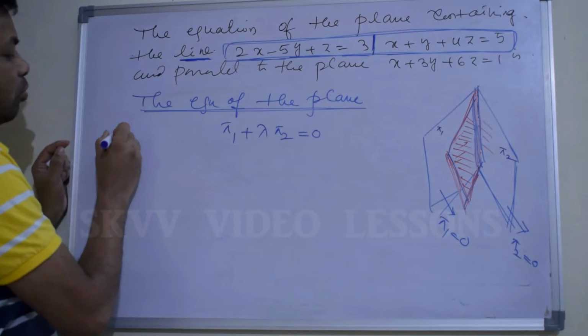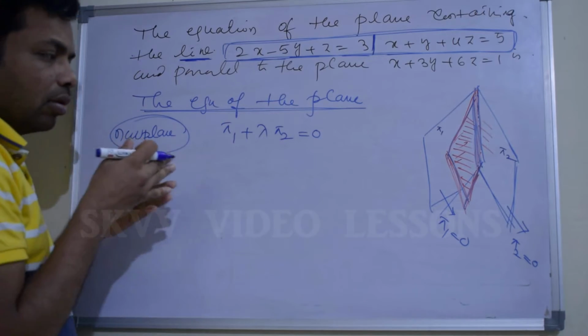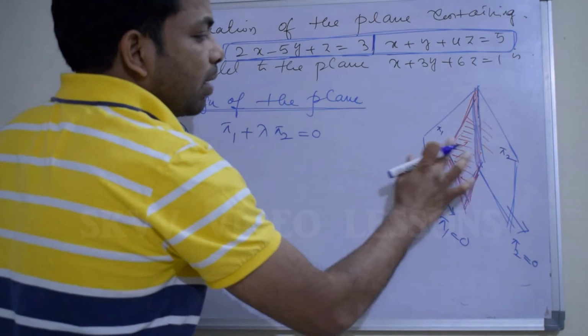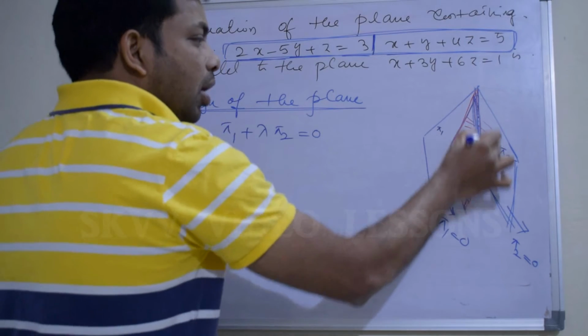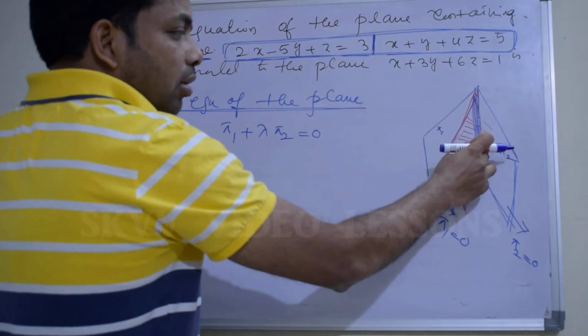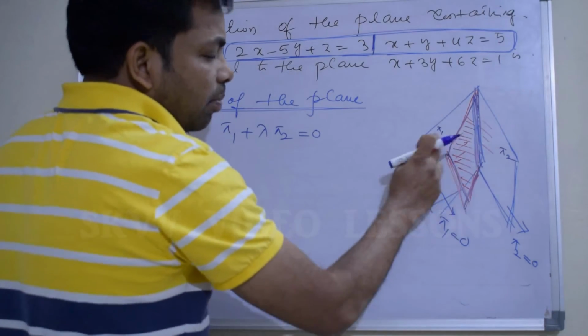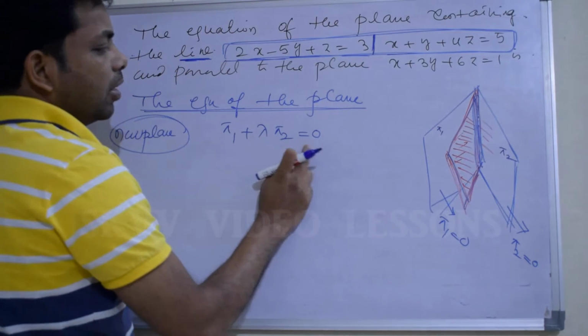So, whenever there is a new plane passing through the line of intersection of two planes pi 1 and pi 2, this is the common line of pi 1 and pi 2. The third plane is going through this line, then this third plane can be written with the help of pi 1 and pi 2. How? Pi 1 plus lambda pi 2 equal to 0.